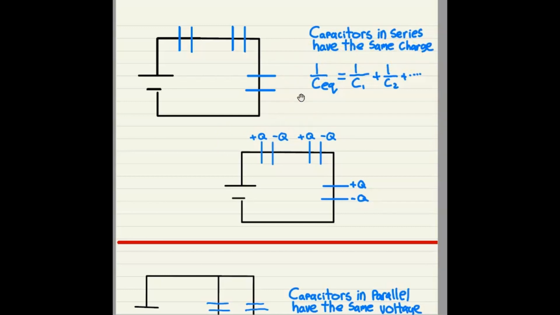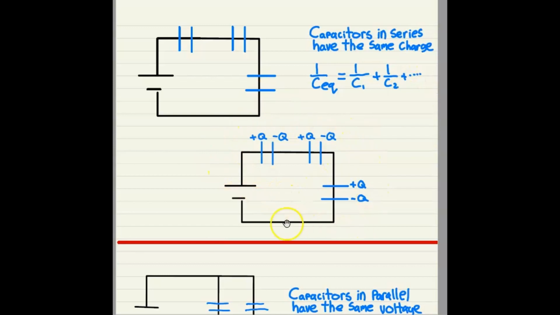In order to solve for equivalent capacitance for capacitors in series, 1 over C_EQ, that's the equivalent capacitance, is equal to 1 over C1 plus 1 over C2 plus ... In this case, ... is 1 over C3. If you had 4 capacitors, it would be plus 1 over C4 and so on.